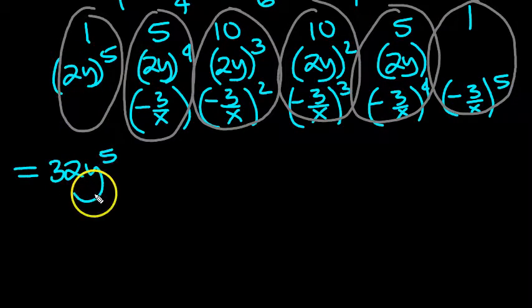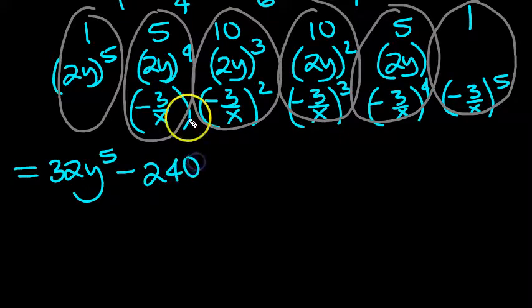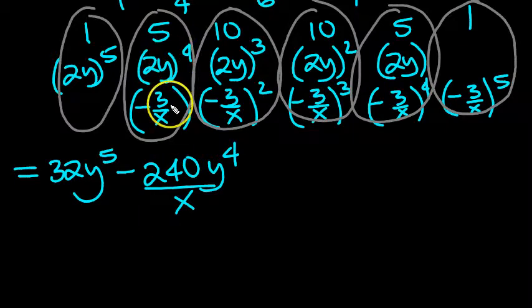Times 1 is just that. 2 to the 4 is 16. 5 16s are 80. And 80 times 3 is 240, and it's a minus. So that's −240. We've got an x underneath. We'll have a y to the 4 on top. So it's y^4 over x. That's that one. That's the second one.